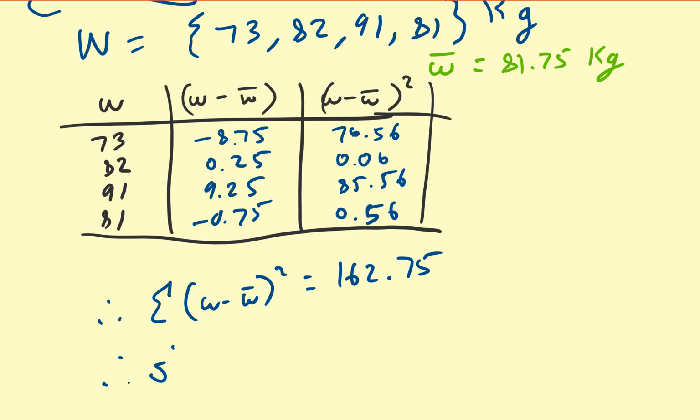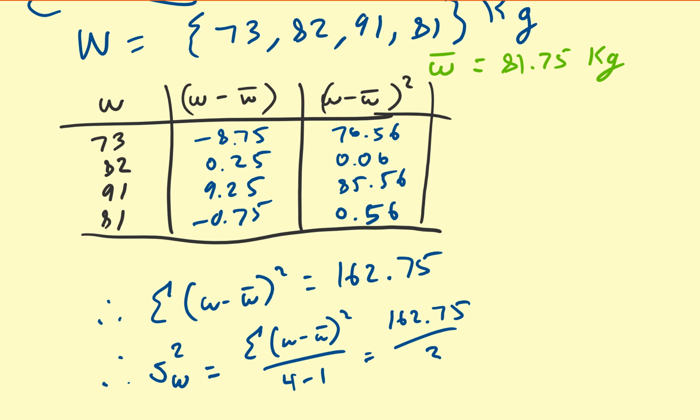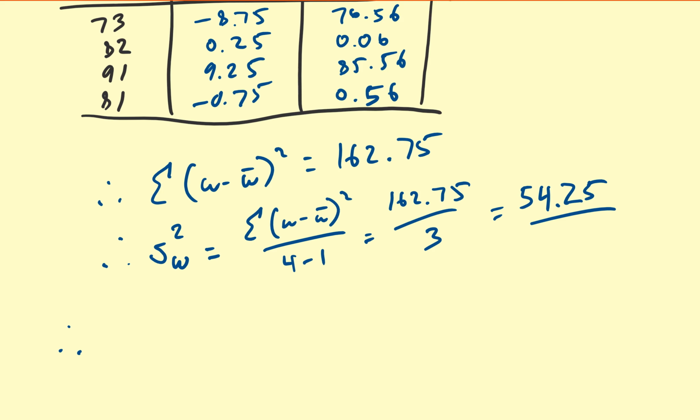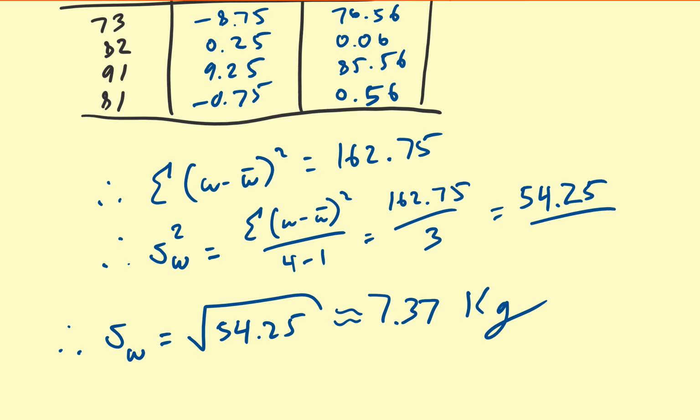That means the variance for our weights, which is going to be the sum of the squared differences, divided by n minus 1, which is 162.75 divided by 3, that's going to give us a variance of 54.25. Therefore, the standard deviation of our weights is going to be equal to the square root of 54.25, which is going to be approximately equal to 7.37 kilograms.